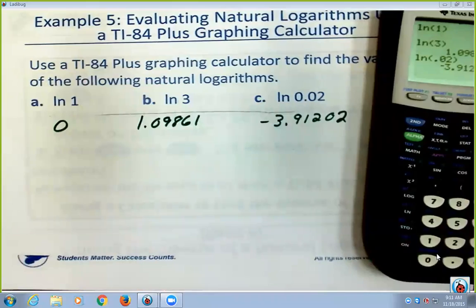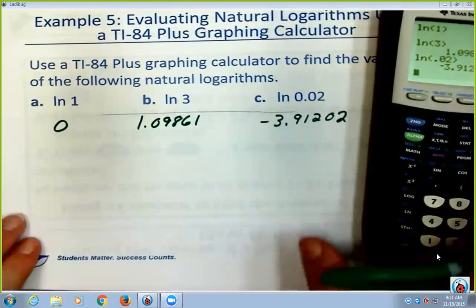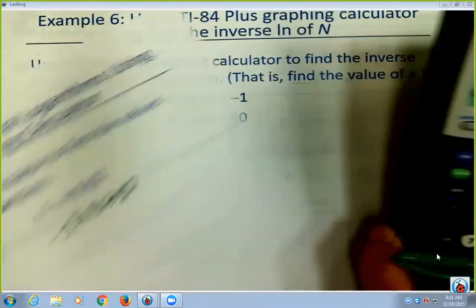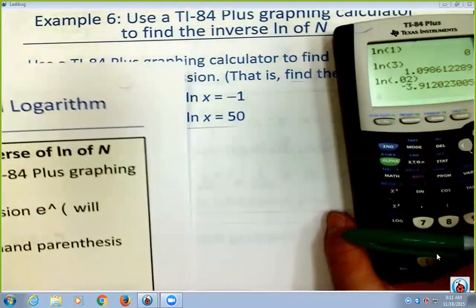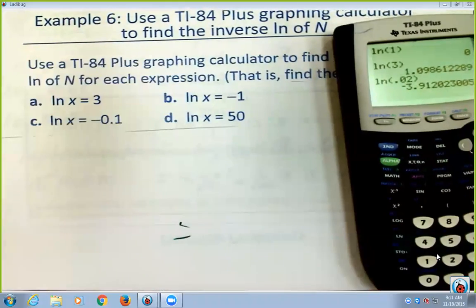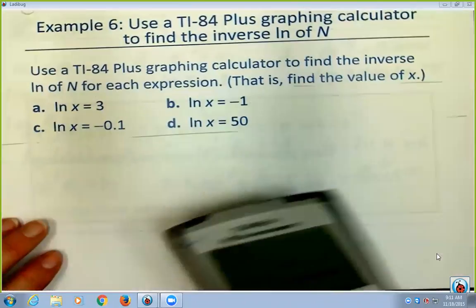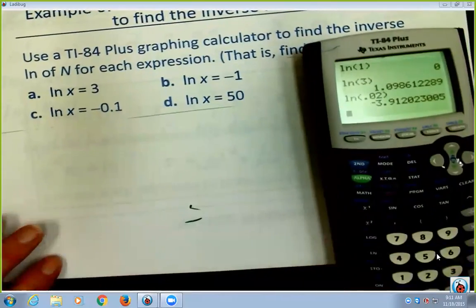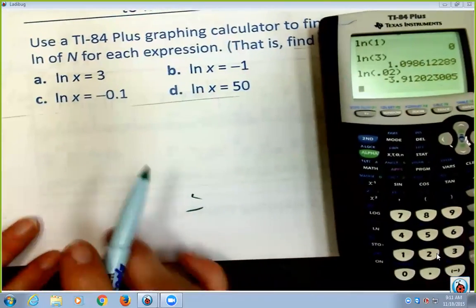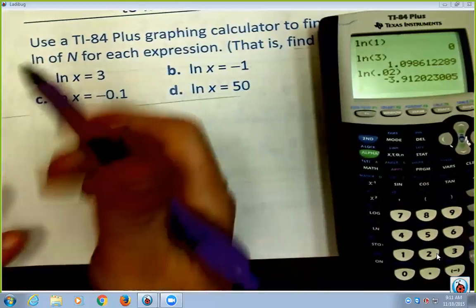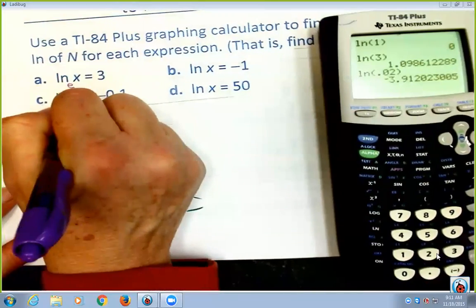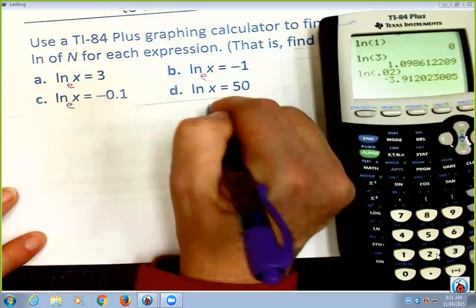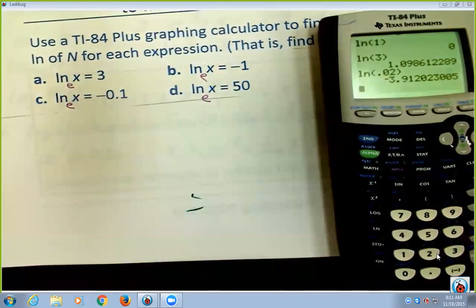Okay, pretty easy stuff. This section you'll just breeze right through and not have any problems with, I hope. These are reversed ones. Again, there's a little e that is right here in any of these. If you don't see it, there is a base of e.